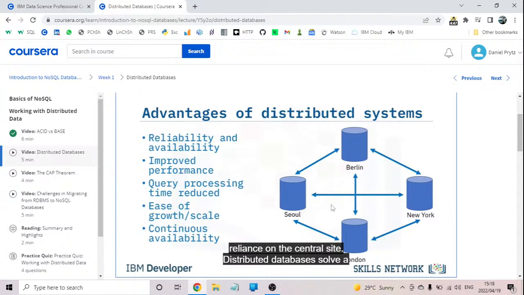Okay, so that is the advantages of the distributed system. Fairly standard, pretty much what you would expect, right, guys?